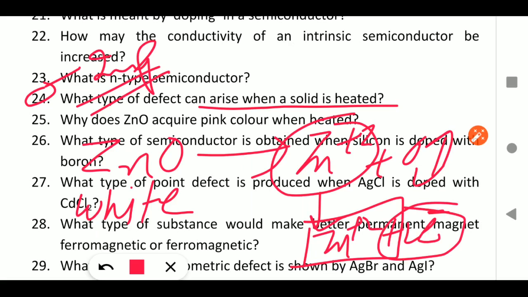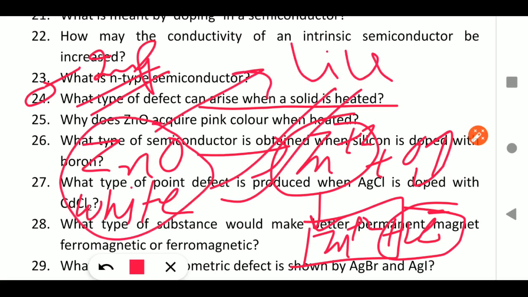Okay, so definitely you will get one question from imperfection in crystalline solids. Students, go to the playlist and watch the video based on imperfection in crystalline solids. I explained there with the examples of zinc oxide, LiCl, NaCl. Many examples are there, you can watch.